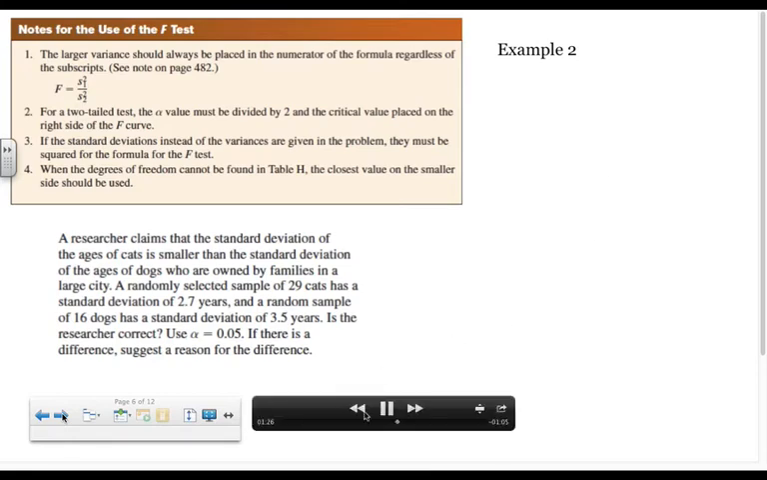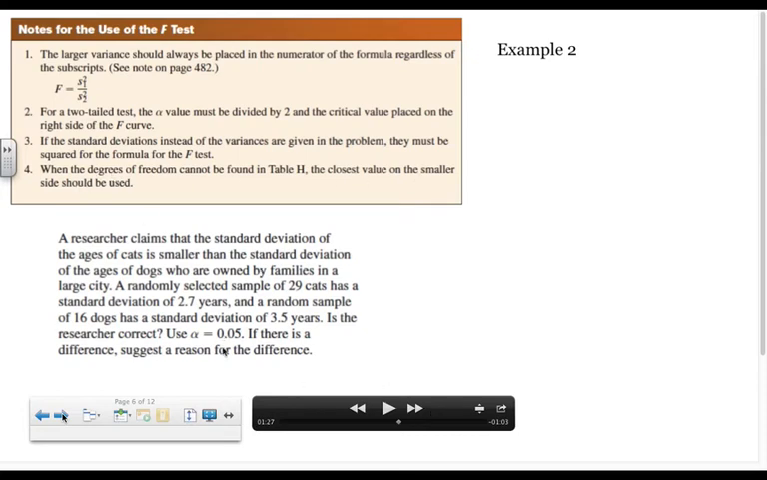Okay, so how do we do this? We're going to use this test, and we're going to see if the F value that we get when we calculate is going to be greater than the F value from the chart. So here's just a couple of notes. First of all, this is the formula. The larger variance is always placed in the numerator. If it's a two-tailed test, the alpha must be divided by 2. And if standard deviations are used instead of variances, you must square them. If the degrees of freedom cannot be found, the closest value on the smaller side should be used.